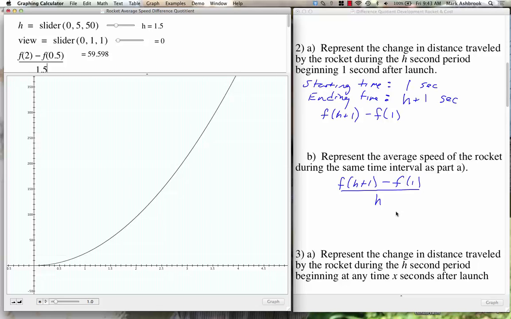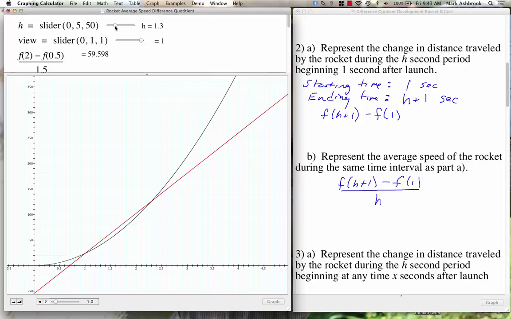This is an average speed, right? So we're always starting at 1 second, but then that time can vary. Here's h equal to 2.1, here's h equal to 1.6, here's h equal to 1. So we have a variable time length h, but the starting time is always 1 second. So depending on the value of h, we get different average speeds.